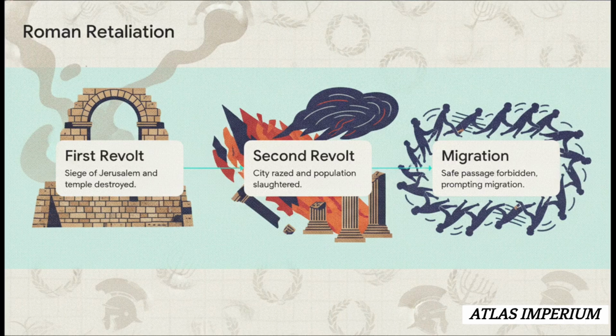The Roman army marches in, and the Judeans fiercely resist, with two major, devastating revolts. The first revolt in 66 AD leads to the brutal siege of Jerusalem and the total destruction of the temple. Literally only the Wailing Wall survives. The second revolt is met with even more brutality. The city is completely razed. And crucially, the Romans forbid Jews safe passage back to Judea. This Roman retaliation permanently alters the geographic distribution of the Jewish people, sparking this widespread migration all across the empire.